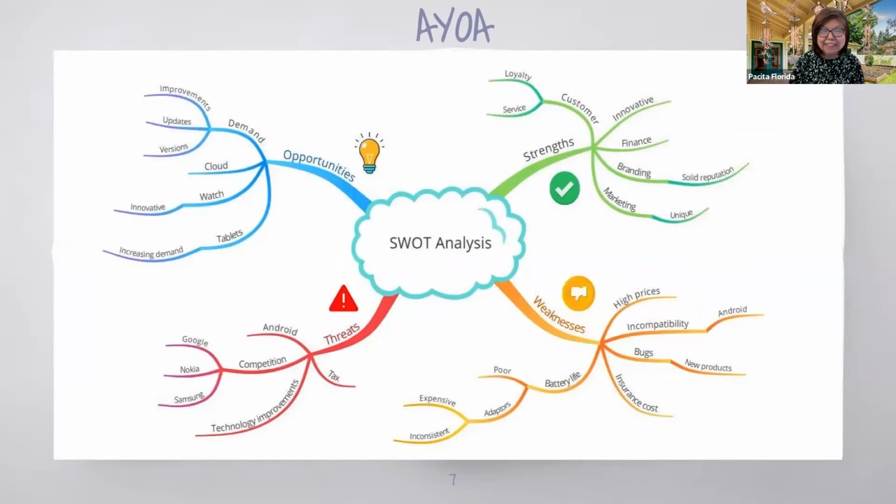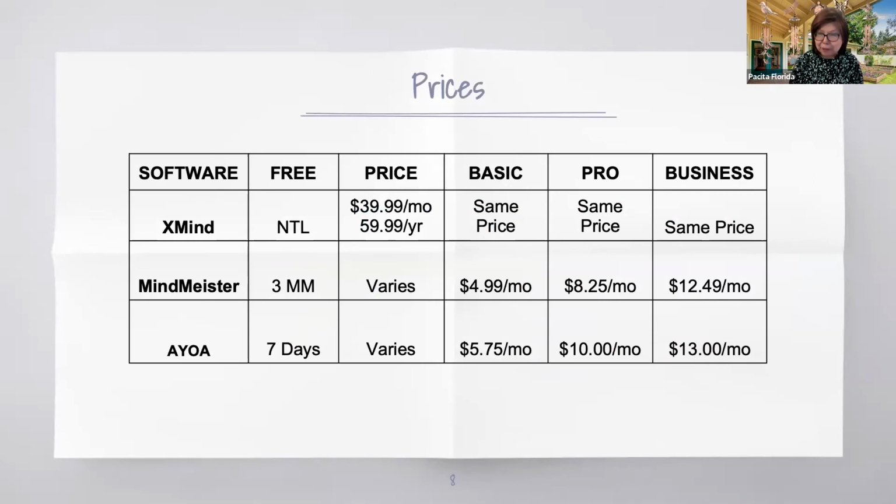Now, my last slide is the prices slide. As you can see, all of them give you free versions. Xmind, there's no time limit. MindMaster, you have 3 mind maps to make. After the 3 maps, you can either erase them and make some more, but after that, you can't have any more. Ayoa will give you 7 days, okay? And the prices are as printed here.